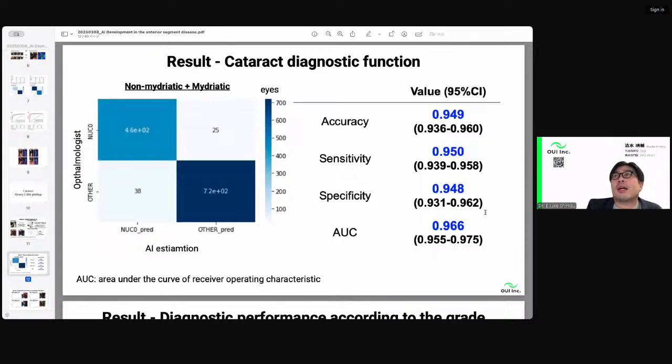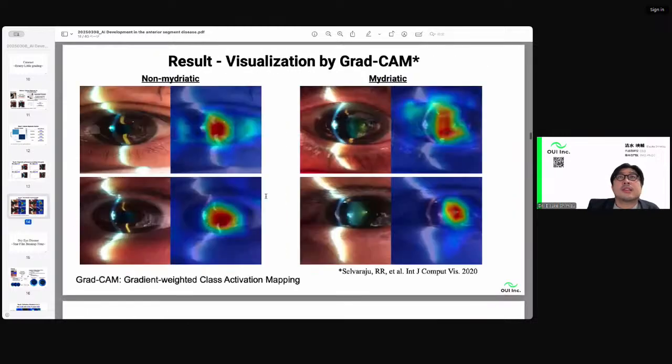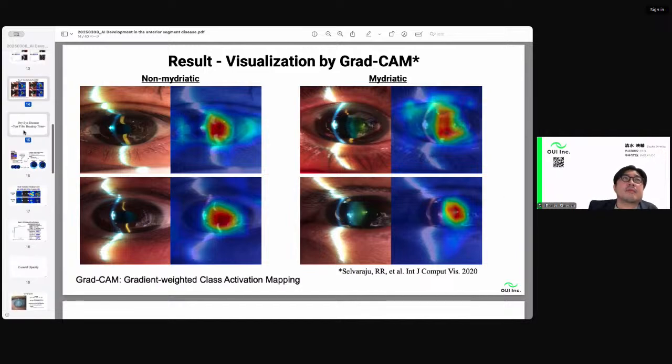Now, this is quite a high performance, interestingly, because you can see the high accuracy, sensitivity, specificity, and AUC. Same thing for the grading itself. As you can see, it can diagnose the mild and the severe cataract more easily than the others. Same thing for the Grad-CAM. No matter whether it's myotic or not, the AI is observing the cataract.